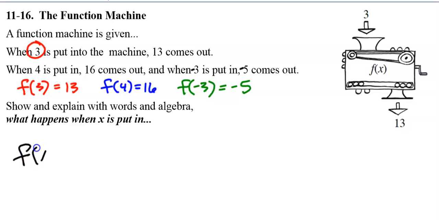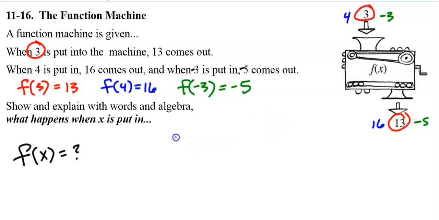So the thing we've got to figure out is, what is this f of x? What is the actual f of x equal to? What is the math that does this each time? Because this function machine is doing the same f of x to every number that gets put in. It doesn't matter. If 4 goes in, we get 16. If -3 goes in, we get -5. And we already see that if we put in 3, we get 13. So what is this f of x machine doing?